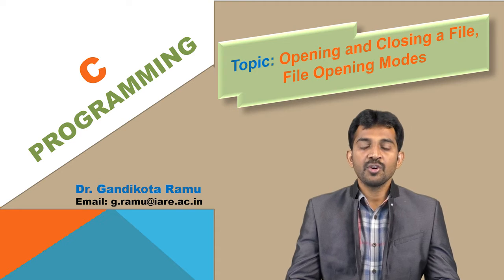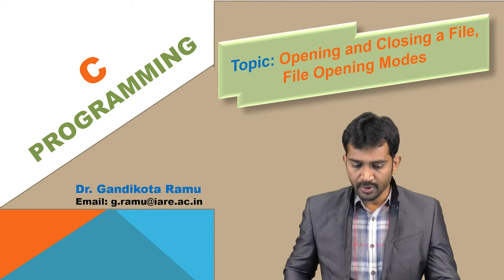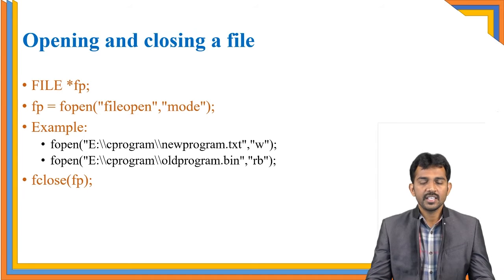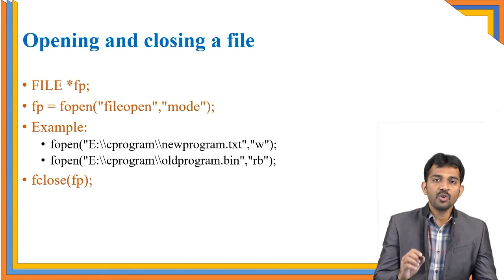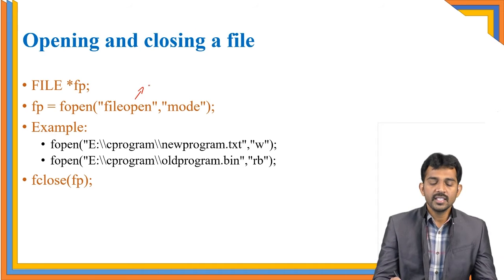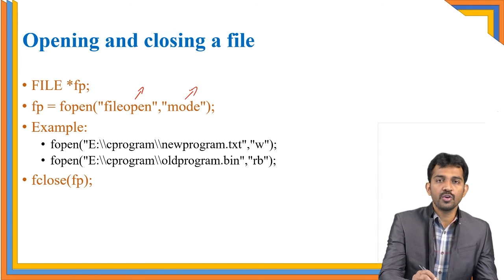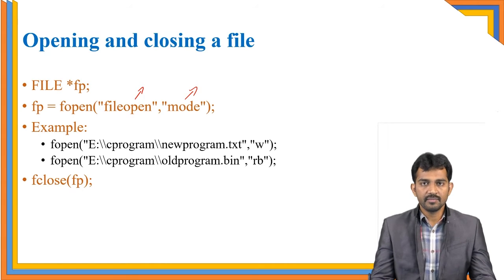In today's class, we are going to concentrate on file opening and closing modes. Here, fopen is a function. Last class we have seen how to open a file. By using the fopen function, you are going to open files. In fopen, you have two things. The first one is the file name. The second thing is the mode, which mode you are going to open the file in. The modes available, we will see later.